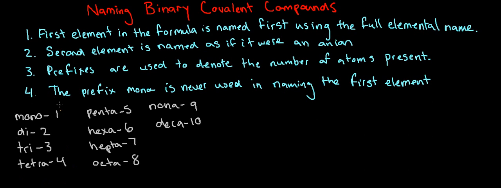And here is a table of prefixes. Mono is 1, di is 2, tri is 3, tetra is 4, penta is 5, hexa is 6, hepta is 7, octa is 8, nona is 9, deca is 10.